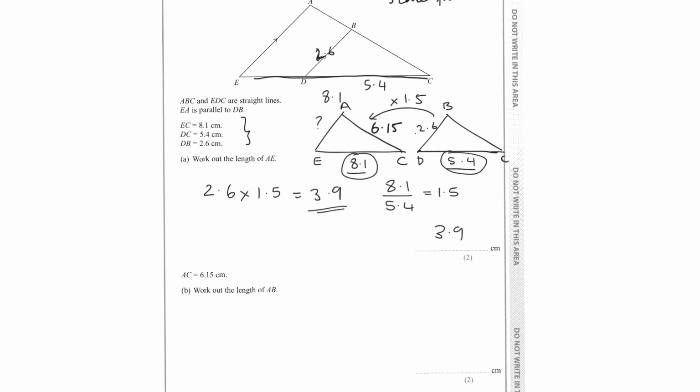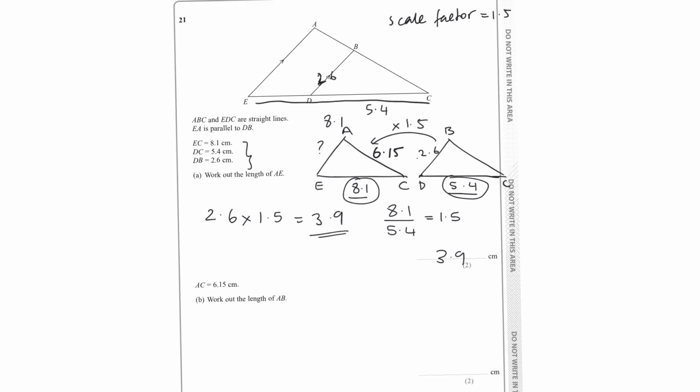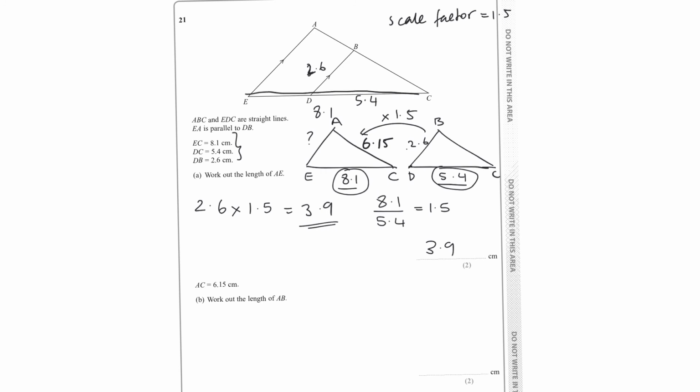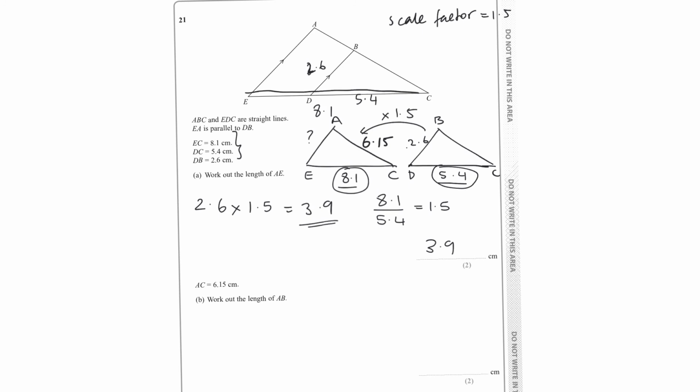So now we need to look at the proper big shape to help us work that out. Okay, so we're trying to work out this length. So if we know A to C is 6.15, we need to first of all work out B to C. And we can do that because to go from the big shape to the little shape, rather than times by 1.5, we would divide by 1.5.